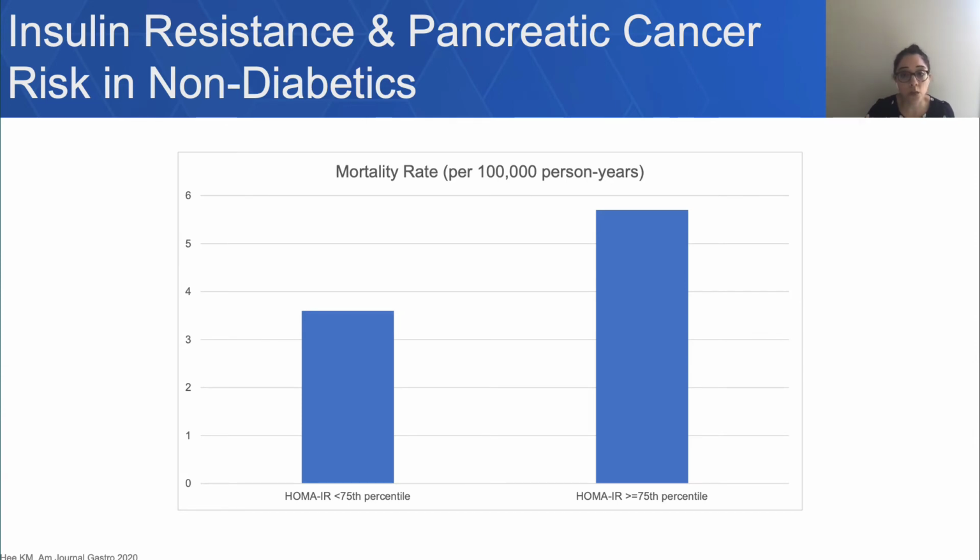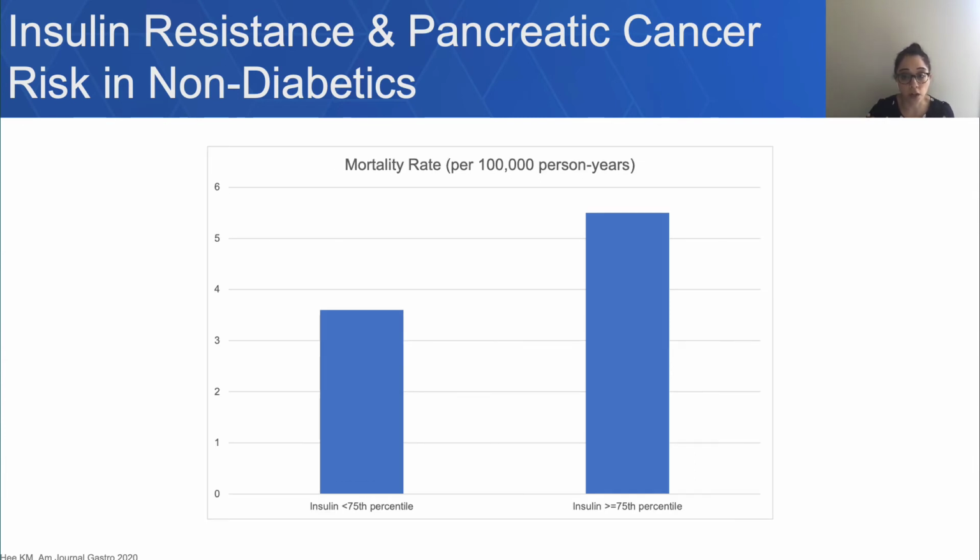While the risk in patients with diabetes has been well described, this recent cohort study from Korea aimed to determine whether glycemic status and insulin resistance in individuals without diabetes was associated with pancreatic cancer mortality. What they found was that insulin resistance greater than or equal to the 75th percentile and hyperinsulinemia greater than or equal to the 75th percentile was significantly associated with an increased risk of pancreatic cancer mortality among individuals without diabetes.